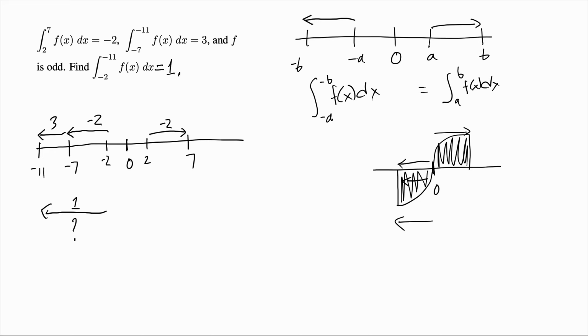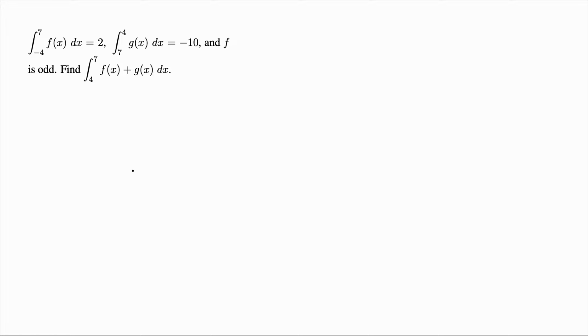Okay, let's look at another example. This time, f is again odd, but we're dealing with two different functions, and if you're adding two different functions, the integral actually splits. So you can think of this as being the integral of f of x from 4 to 7 plus the integral from 4 to 7 of g of x dx.